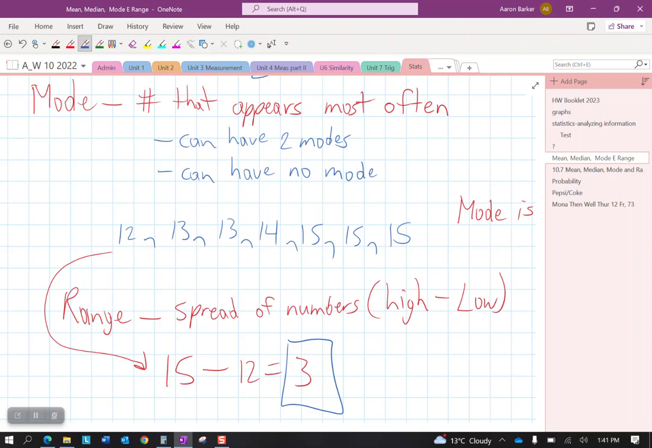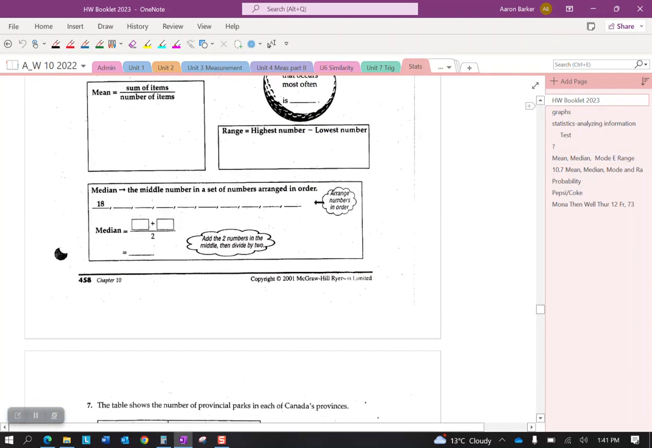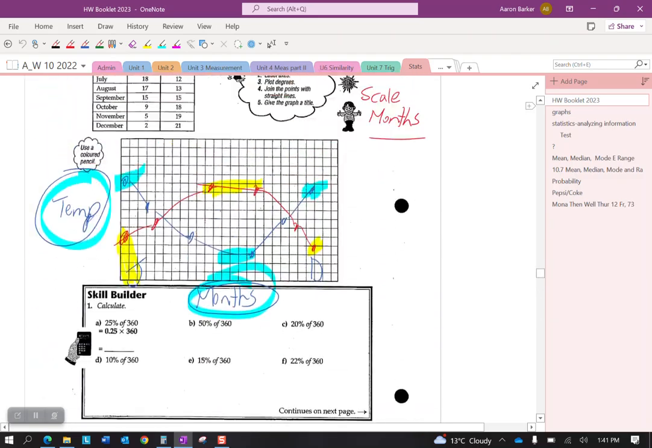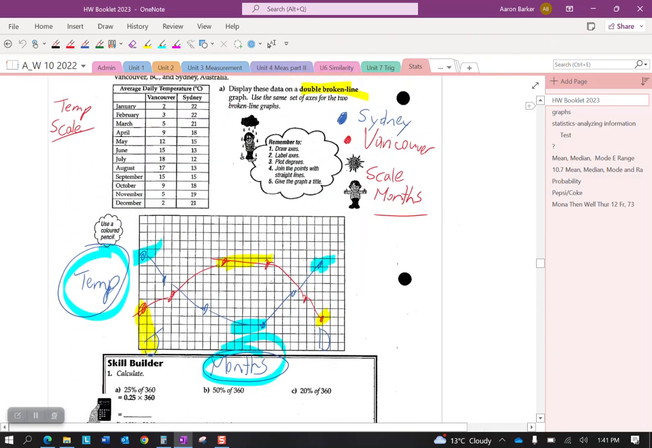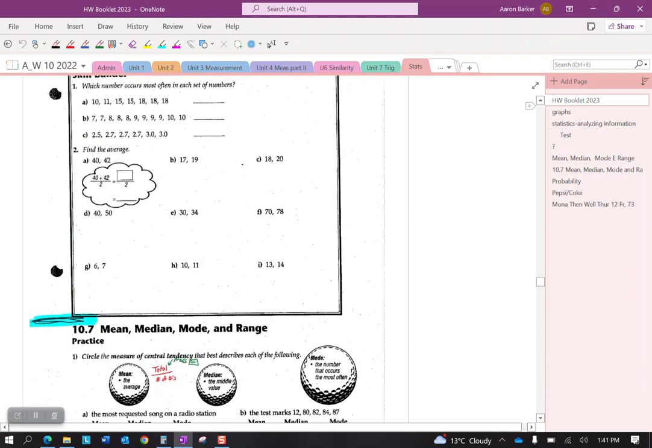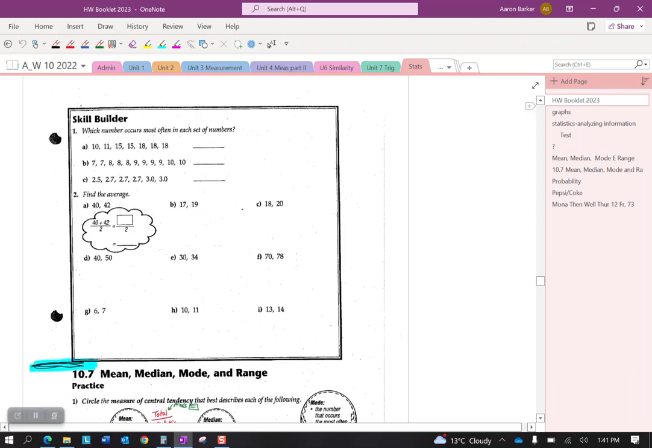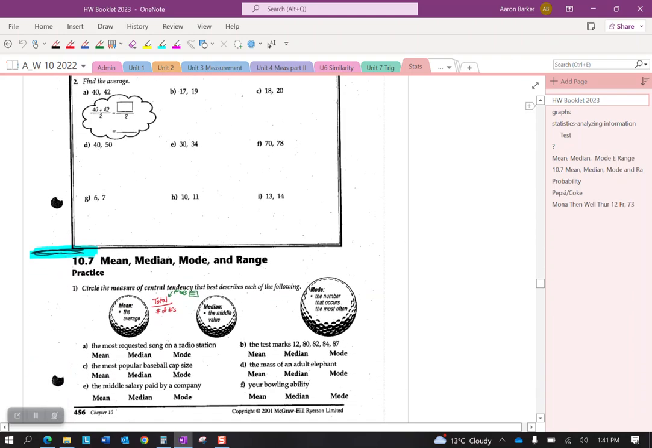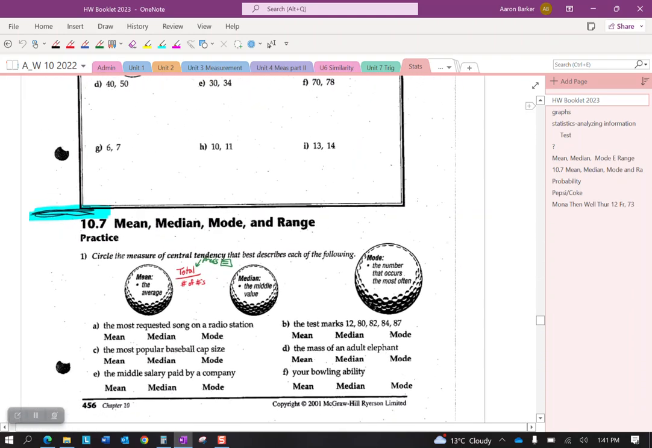Your homework today is 10.7, but you got to be careful because there's two 10.7s. I'll show you in your homework book in a second here. It's right after your double broken line graph with Vancouver and Sydney. Then you have a skill builder, and on the next page, another skill builder. Then here's 10.7, you have the golf balls.